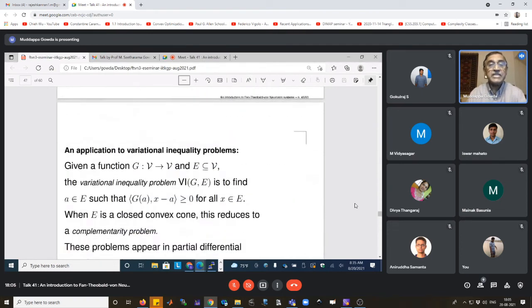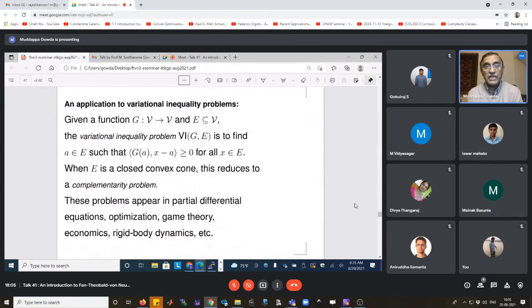Okay. Here is an application to variational inequality problems. Given a function G from V to V, and E contained in V, the variational inequality problem VI(G, E) is to find a vector A in E such that this variational inequality holds: G(A) dot (x minus A) is greater than or equal to 0 for all x in E. When E is a closed convex cone, this reduces to the famous complementarity problem. And as is well known, these problems appear in partial differential equations, optimization, game theory, economics, rigid body dynamics, etc., etc.